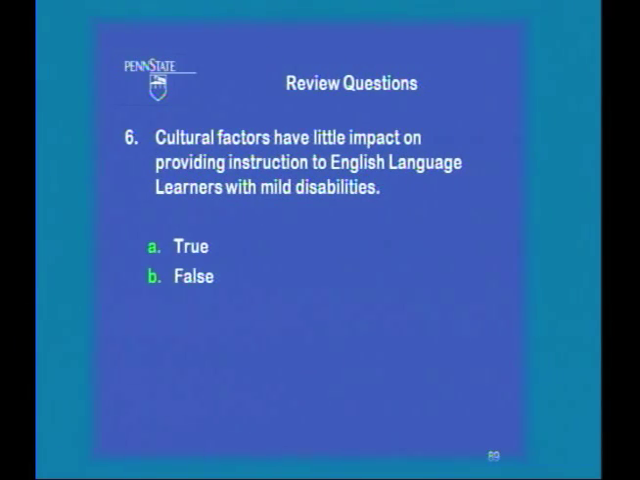Cultural factors have little impact on providing instruction to English language learners with mild disabilities. True or false? The answer is false. Cultural factors are critical and need to be considered when planning instruction for these students.